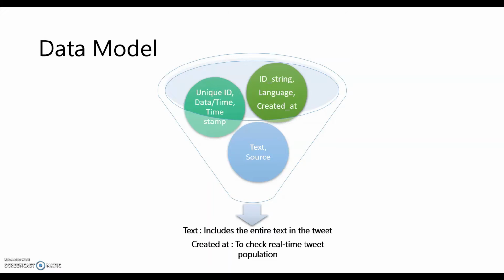Created at tells the date and time at which this tweet was posted, and text will be the entire data body, which consists of the tweet itself, and the source would be the link to the tweet. So filtering out all these objects, the two main things required for my project were text and created at.